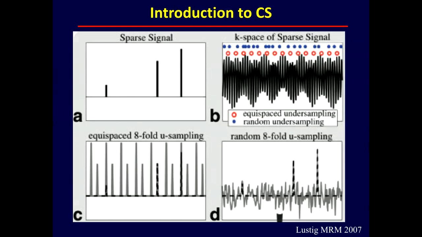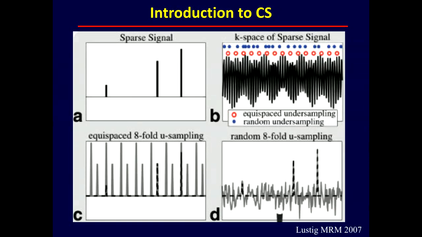And if you do undersampling, so you don't sample all the points here, you sample only selected points, then it's still not very sparse, right? The thing is that they alias onto each other. So the big peak, medium peak, and small peak are all overlapped with the aliased images.